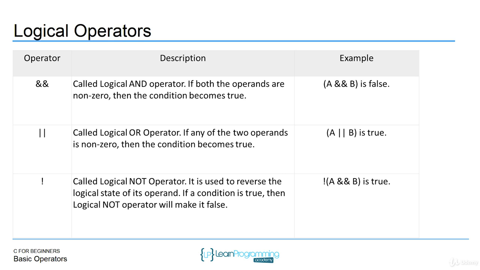And then the logical NOT operator, which is the exclamation point, just reverses the logical state of its operand. So if the condition is true, it is going to return false. If you say not A with the exclamation point and A was true, the result is false. If you put the not outside of parentheses, whatever A and B evaluated to, it's now going to evaluate to the opposite. So let's again look at some examples in Code::Blocks.